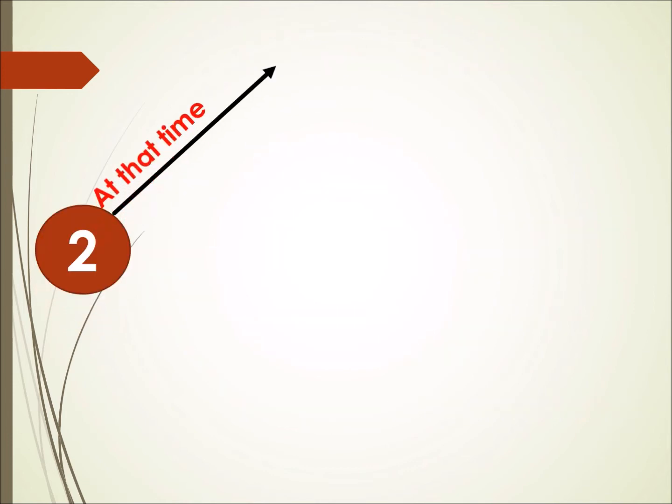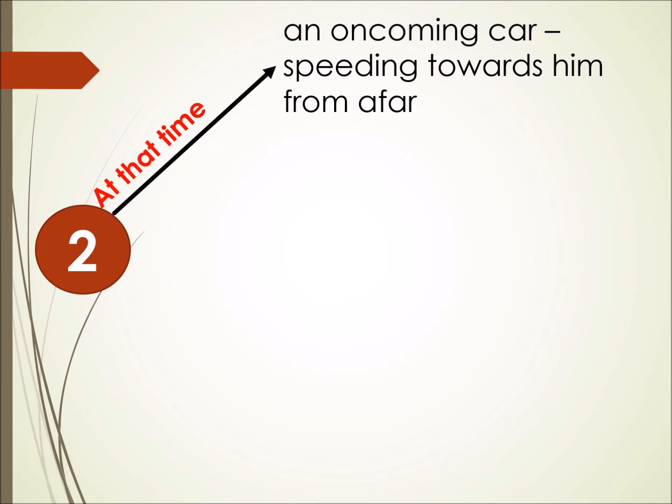Now, at that time, remember, this time marker or linker is very important to get your story or your sentences connected, so you can see the flow. So at that time, an oncoming car was speeding toward him from far. From far, there was an oncoming car speeding toward this Ryan.